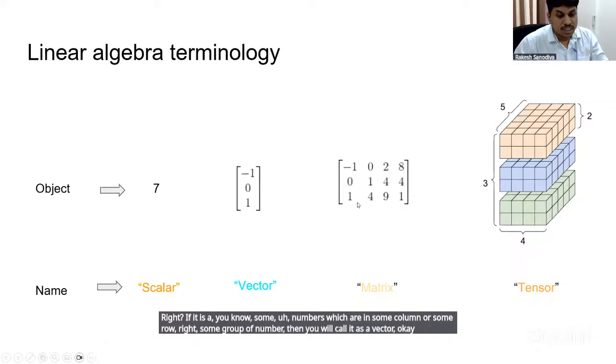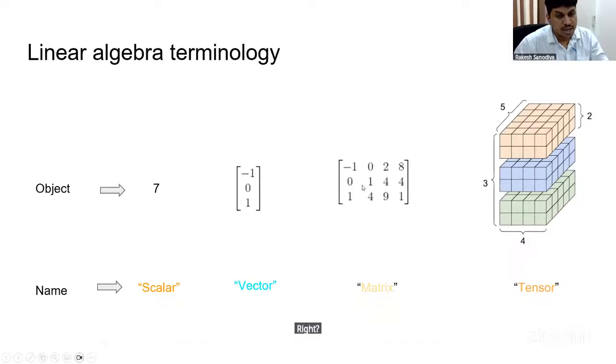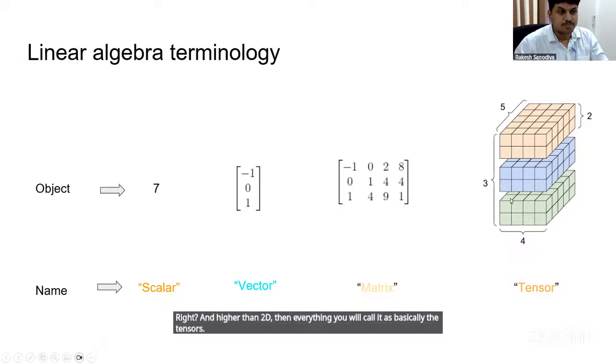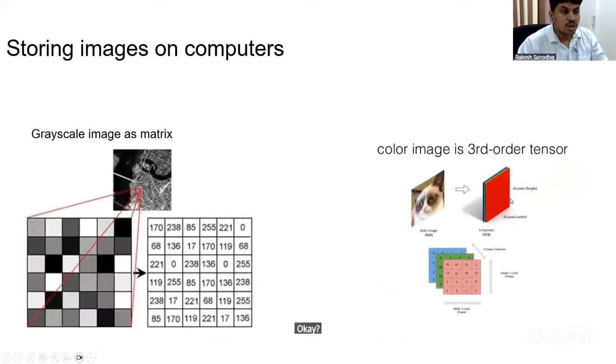If you have a collection of numbers in a 2D array, then you call it a matrix. And anything higher than 2D, you call a tensor.